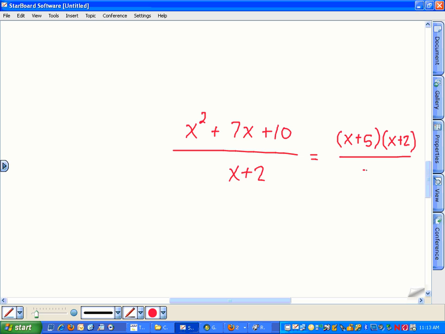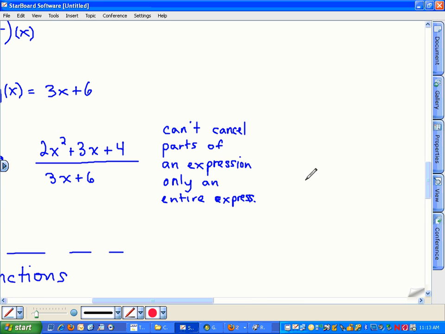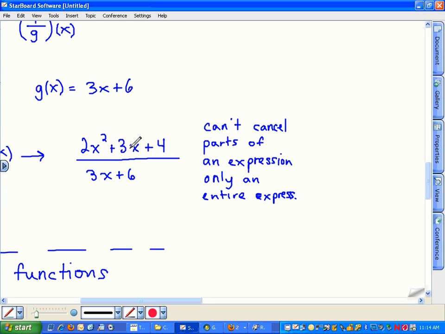What do we have on the bottom? So you can cancel an entire expression with another entire expression like this, but you can't just take bits and pieces of an expression and cancel them out. Does that make sense? Now, we're not going to get to something like this until much later on in the year, but this is just kind of a preview. So I guess what I'm getting at is, does this 3x really cancel with this 3x? No, because it's part of a larger expression.